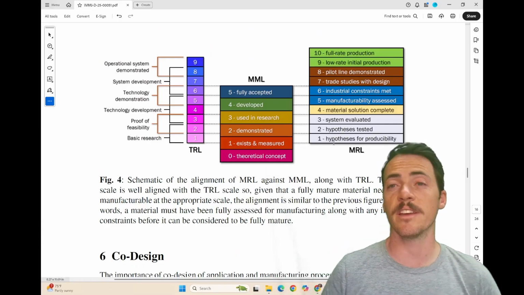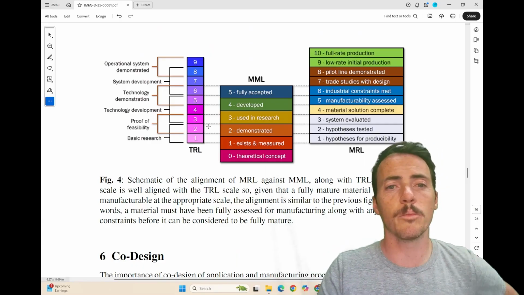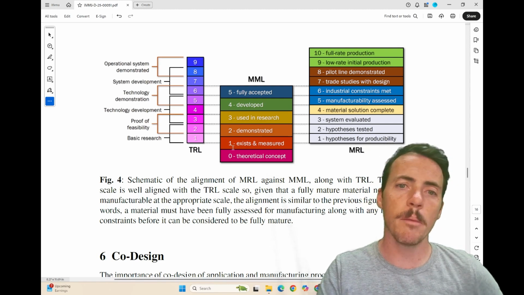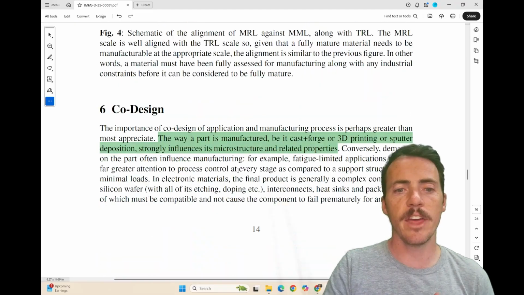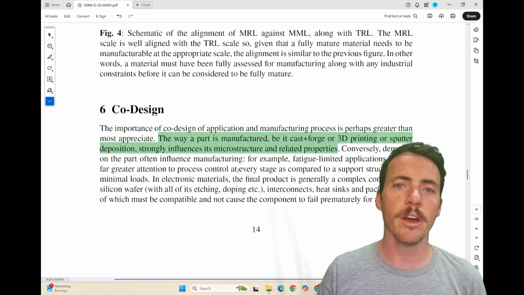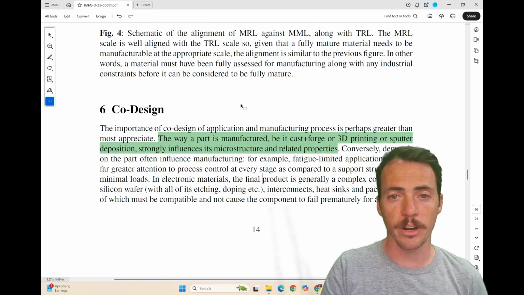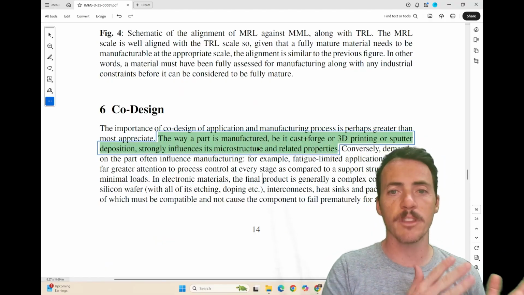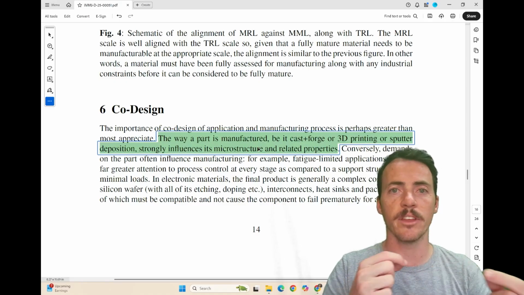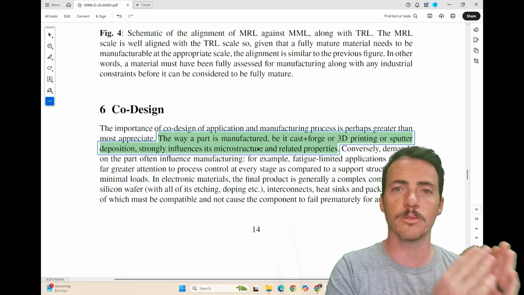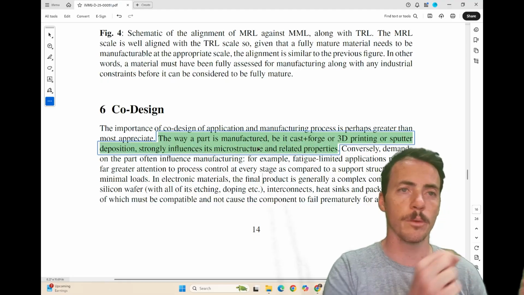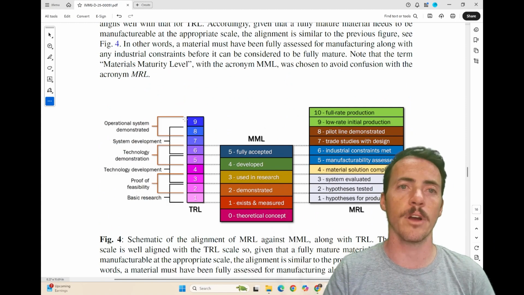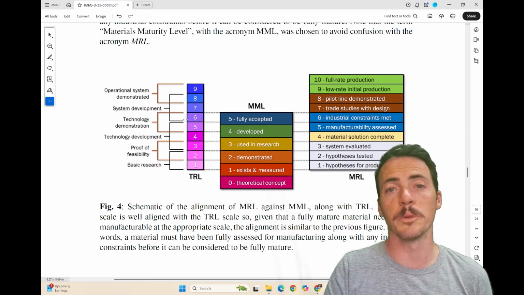There's lots of other great case studies and analysis in here. I kind of like this one where it shows the TRL levels, the manufacturing readiness levels, and then where the MML levels would sort of fit in between these. And then they have a lot of cool things to say about co-design, right? Because obviously the way that you actually manufacture a part, as they point out here, whether it's casting, forging, 3D printing, sputtering, whatever it is, that's going to influence the microstructure and its properties. So it's a bit of a chicken and egg that you have to solve these things together and not just one versus the other. So it moves the design process from the linear process, which we see with the TRLs, to a more evolving co-design process, which is going to be inevitable in materials maturity levels.